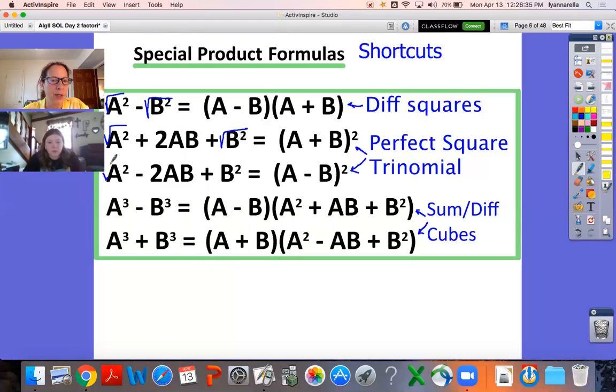And then same here. Square root of A squared, square root of B squared, minus sign, because A times negative B is negative AB, but if I multiplied that by 2, I'd get negative 2AB.